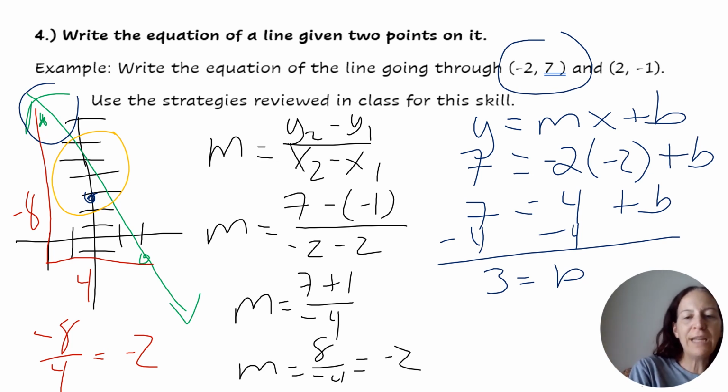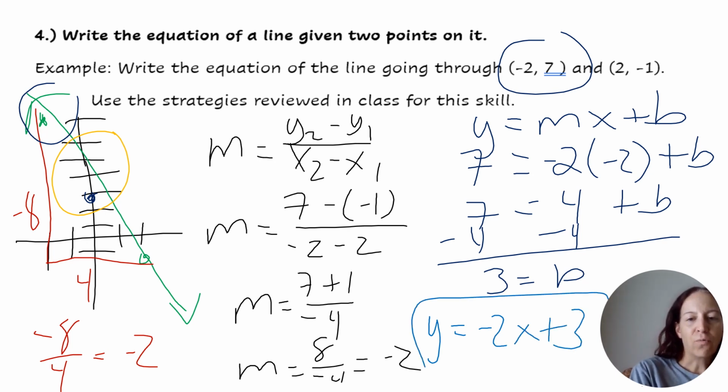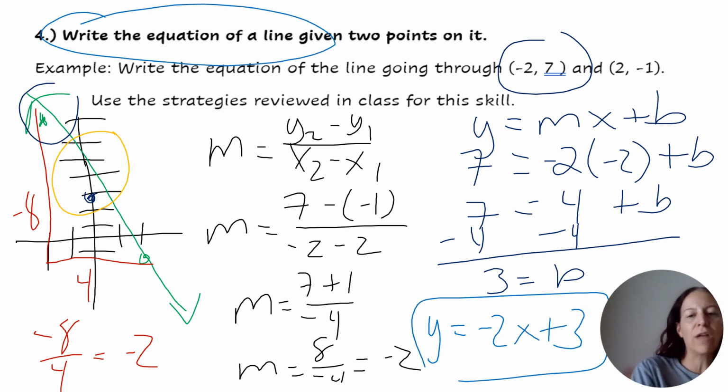Now, before you leave the problem, make sure you write the answer. The problem said write the equation of a line. So make sure that you have the equation of the line. In fact, I think I have a spot on your test that says my final equation is, to remind you that you're not just finding the slope and the y-intercept, you actually need to write the final equation. So the equation for the line that goes through those points is y equals negative 2x plus 3.